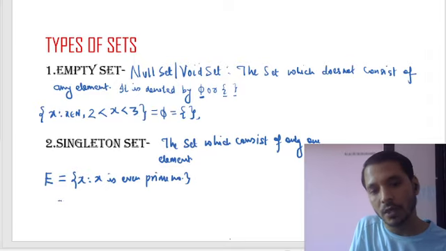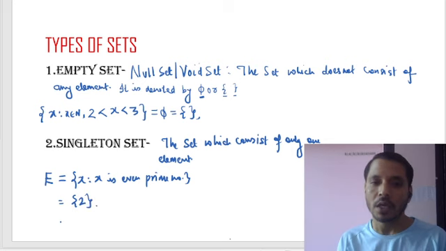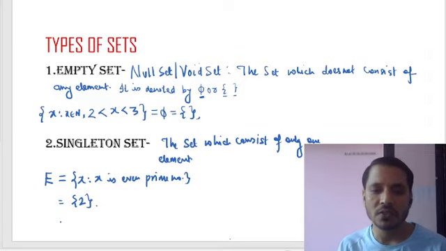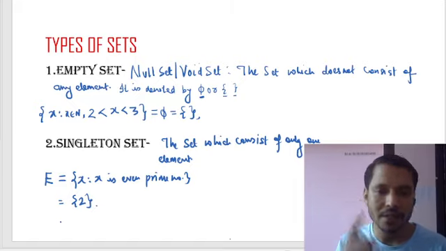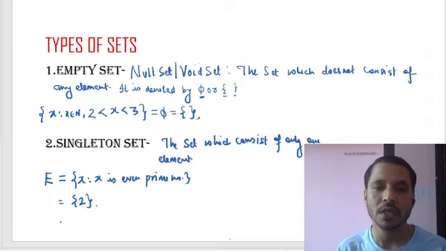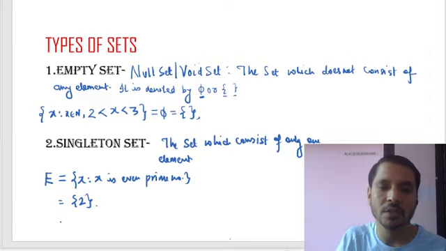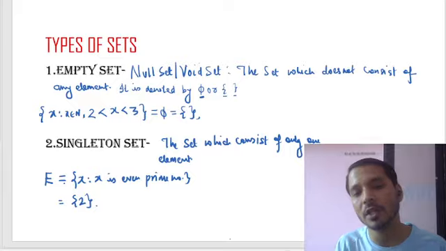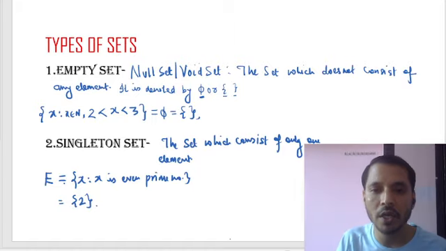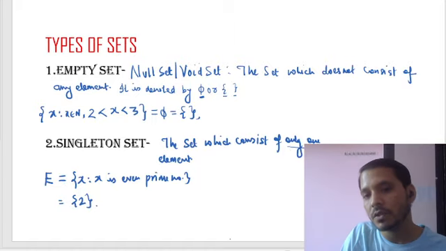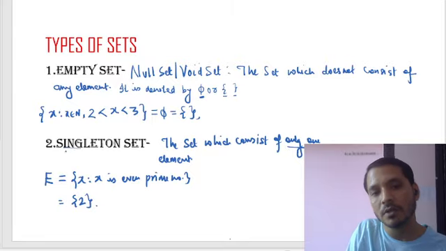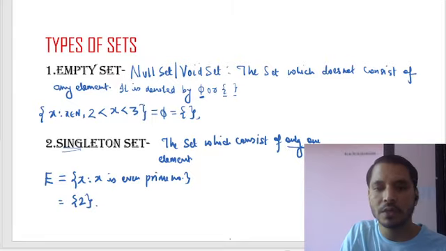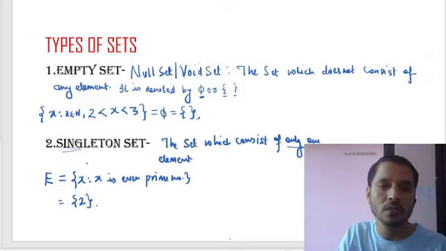For this set, if you write it in roster form, it is {2}. That means it consists of only one element. Any such set which consists of only a single element is called the singleton set. By the word single, you can understand the meaning, which means only one. For the empty set, nothing was there. So the two types are done. Now we'll move to the next type.